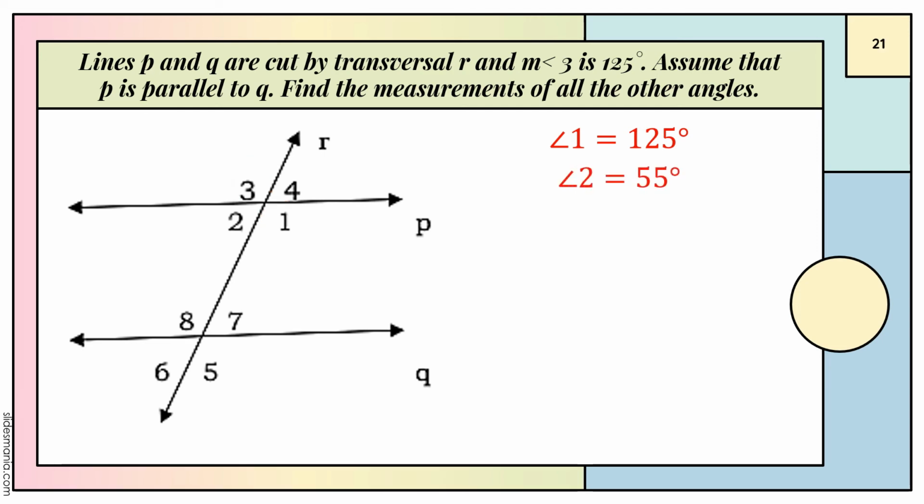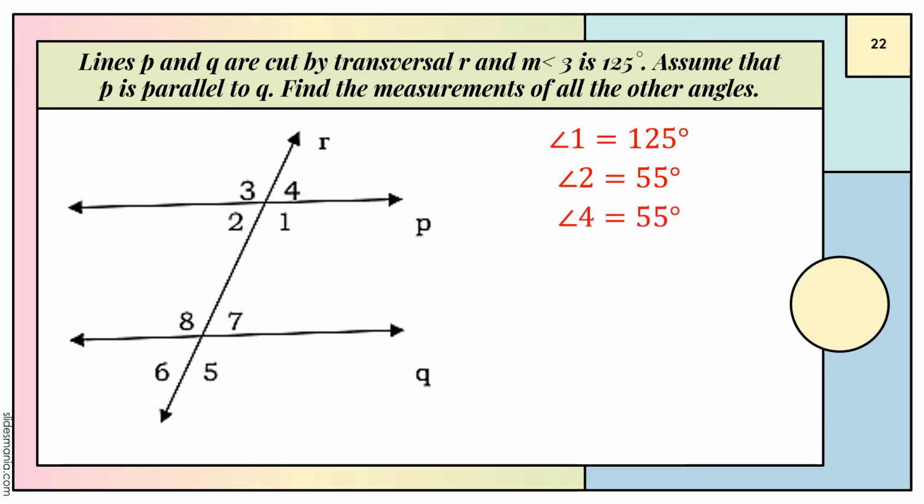Okay, let us have now angle 2. So for angle 2, the measurement of angle 2 is 55 degrees. Why? Since angle 3 and angle 2 are adjacent angles, that means that they are supplementary angles. So all we have to do is to subtract 180 degrees minus 125 degrees. So the answer or the difference is 55 degrees. Therefore, the measurement of angle 2 is 55 degrees. Let's have the next.